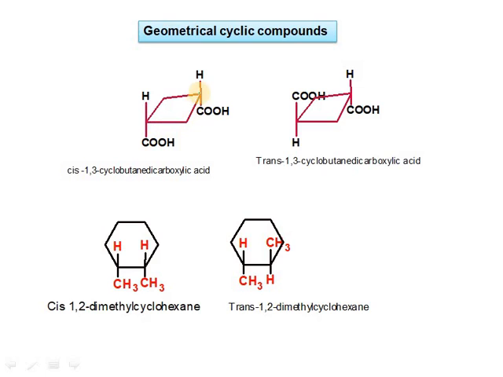The first ring is the cyclobutane ring. Positions 1, 2 and 3: positions 1 and 3 have carboxyl groups, so the name is 1,3-cyclobutane dicarboxylic acid. The two carboxyl groups are below the plane of the ring, and the two similar protons are above the plane of the ring. So this is a cis compound.